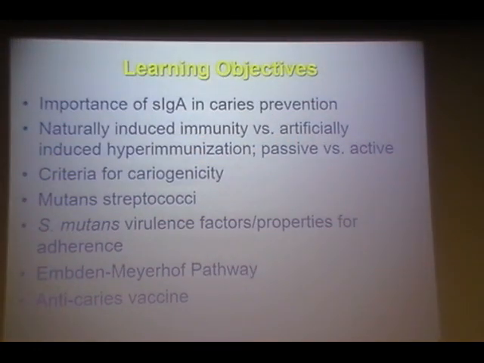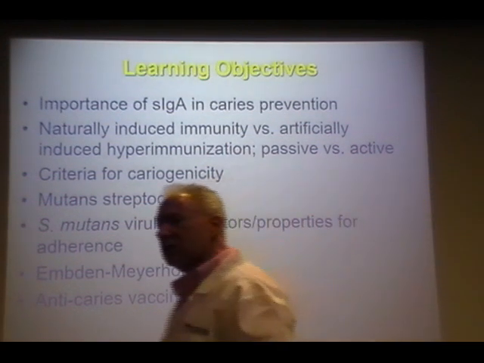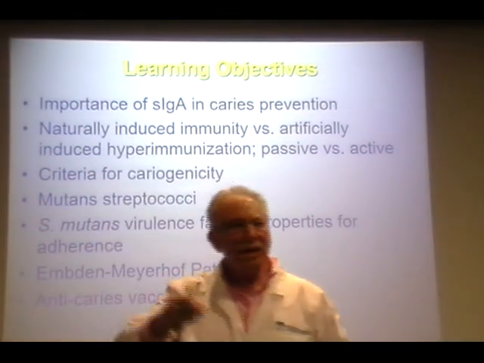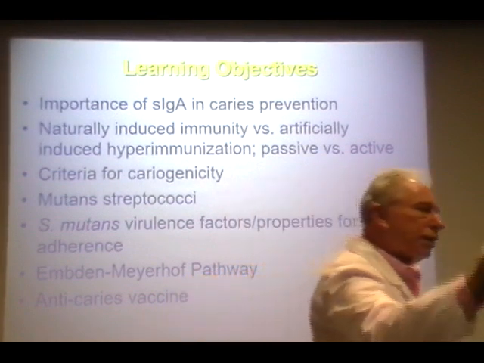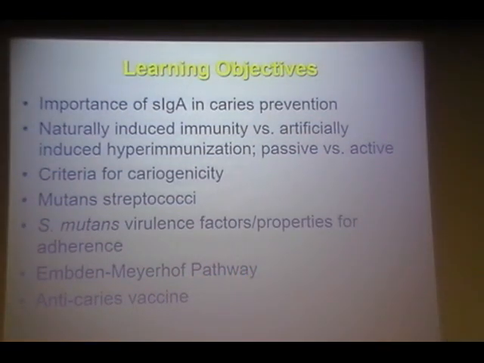All right, what are the learning objectives? The importance of secretory IgA. That's going to be a take-home message. I'm going to just barely touch on what's referred to as naturally induced immunity versus artificially induced hyperimmunization. There is a place for injecting someone with a particular antigen that's been identified as being virulent in an organism. There is justification.